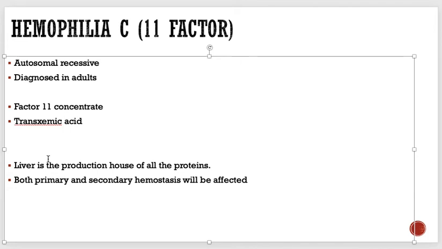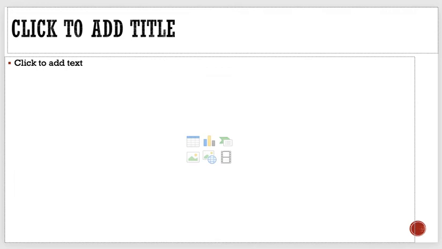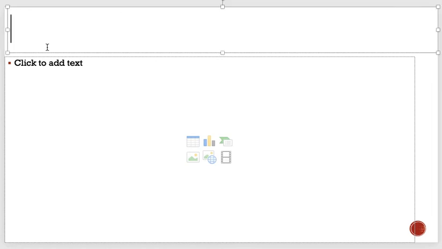So this is very easy to understand. And what is the treatment of liver problems? Of course, treat the underlying cause, like what is causing the liver damage. Vitamin K deficiency is one of the causes, right? Vitamin K is a fat-soluble vitamin.